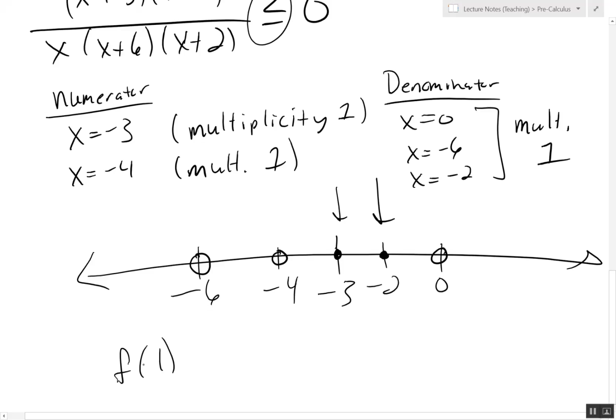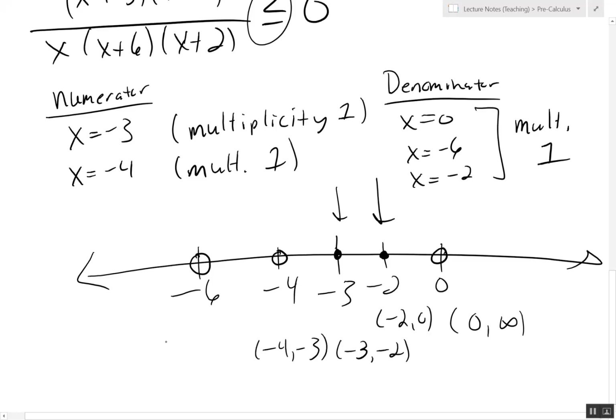So notice before we do that, this breaks this up into a lot of intervals. This is going to be 0 to infinity. We'll have negative 2 to 0. We'll have negative 3 to negative 2, negative 4 to negative 3, negative 6 to negative 4, and negative infinity to negative 6. So these zeros of the numerator and denominators are the only places where a sign change can occur. And they don't always necessarily occur, but these are the only potential places that they can occur.